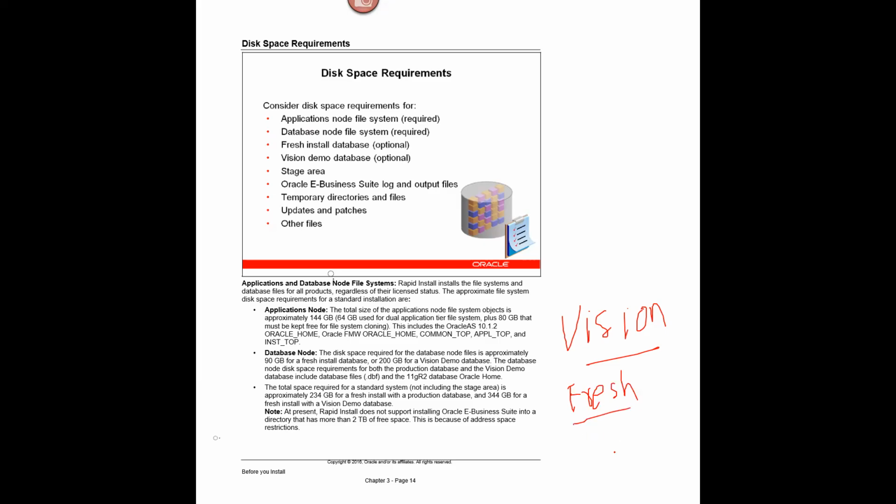If you are going with fresh, you need about 90 GB. If you are going with Vision, you need about 200 GB. Mostly you can go with fresh only, but if you're trying to do some upgrades, you can go with Vision. So if you take 90 GB and 144 GB, it is approximately 250 GB, right? And there is also software.